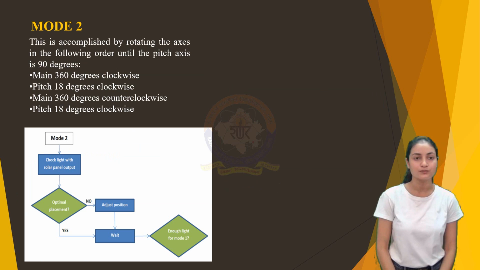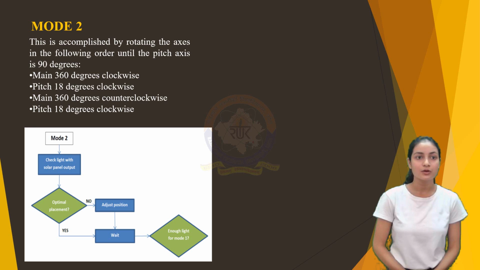Now, what is mode 2? The second mode is a slower and more thorough method where the output voltage of the solar panel is measured while the platform rotates on both axes and does a full scan of the sky. This is accomplished by rotating the axes in the following order until the pitch axis is at 90 degrees.